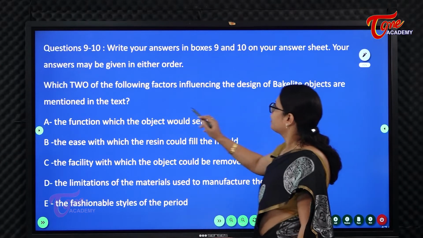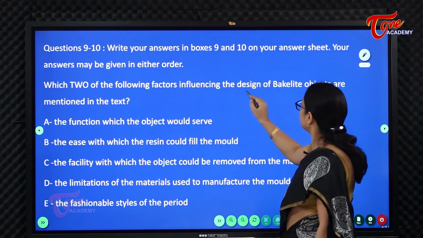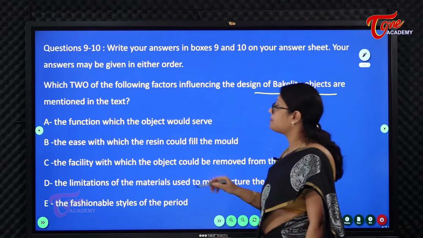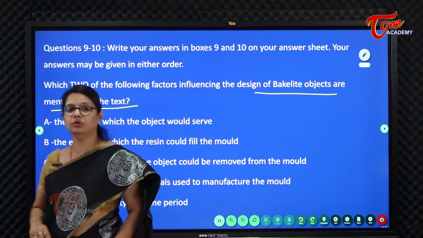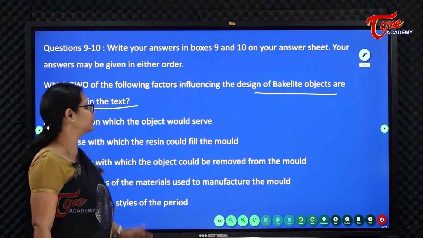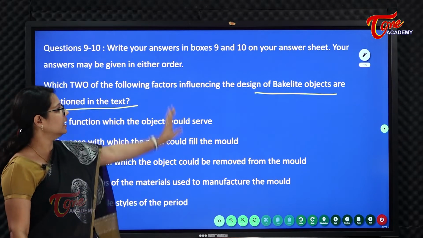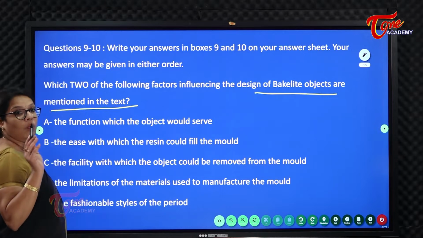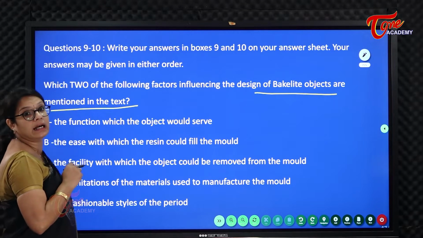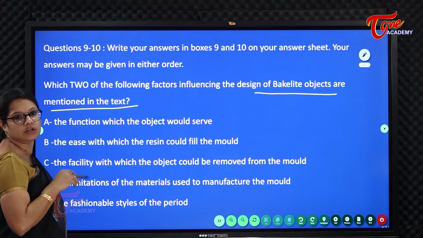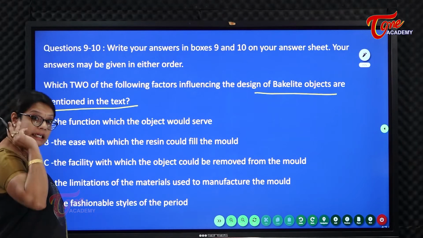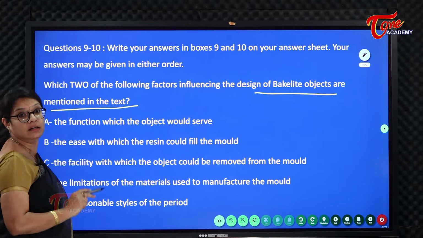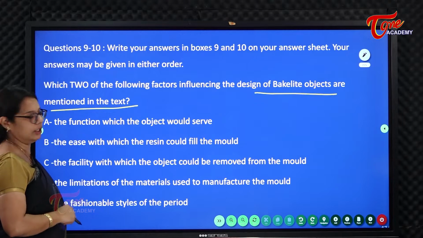What does he do? Which of the 2 following factors influencing the design of bakelite objects are mentioned in the text? So here you have to do elimination. And he says you can answer it in any order in boxes 9 and 10. Now, design of bakelite objects is the topic that we are trying to look for, which we have already done when we have underlined the important points in the text.